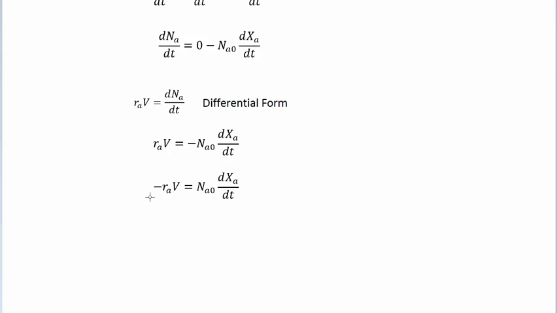Why do we have this? Well, a positive rate is for generation and a negative rate is for consumption. Generally, when we're talking about conversion, we're talking about A as a reactant, as A is being consumed or converted to a product. So negative rate is just saying, okay, this is the consumption of species A. Okay, we have the batch reactor design equation.